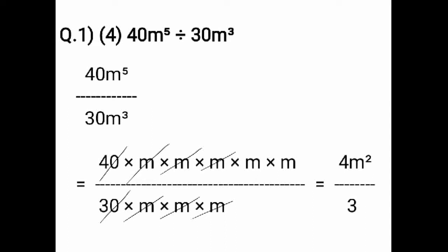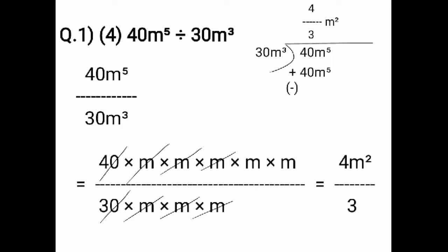Now start dividing the number. This will be the quotient when you divide the polynomials 40m raised to 5 divided by 30m cube. Answer what you got, this will be the quotient. Okay. 30m cube into 4m square upon 3. Okay, when you multiply 30m cube into 4 upon 3 m square, you get the answer plus 40m raised to 5. Plus sign will become minus.